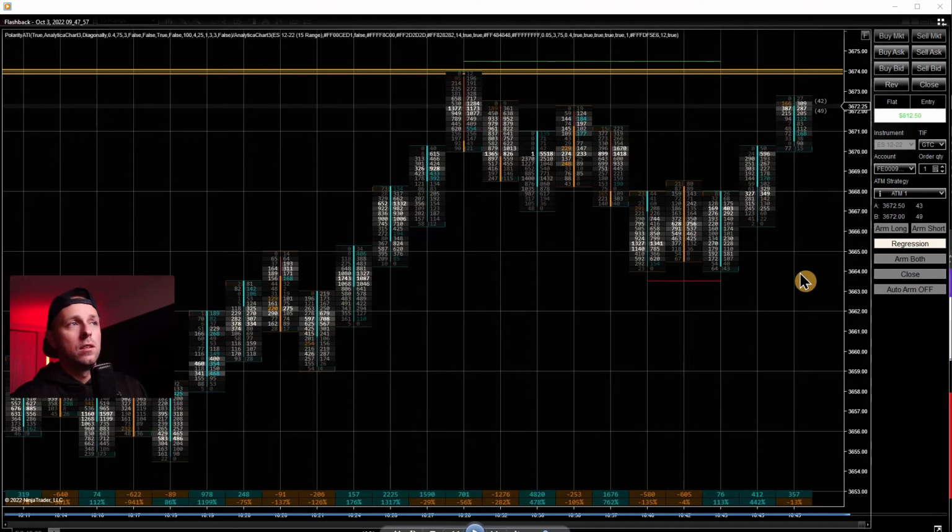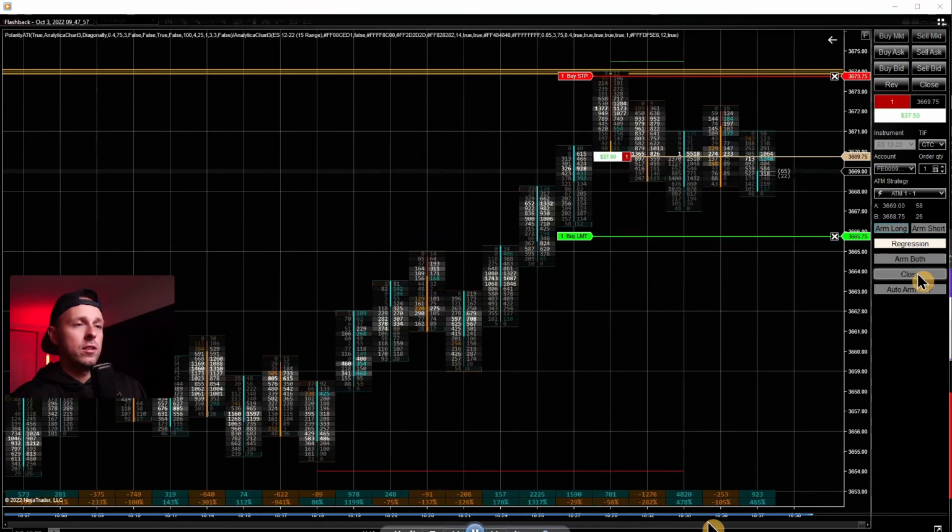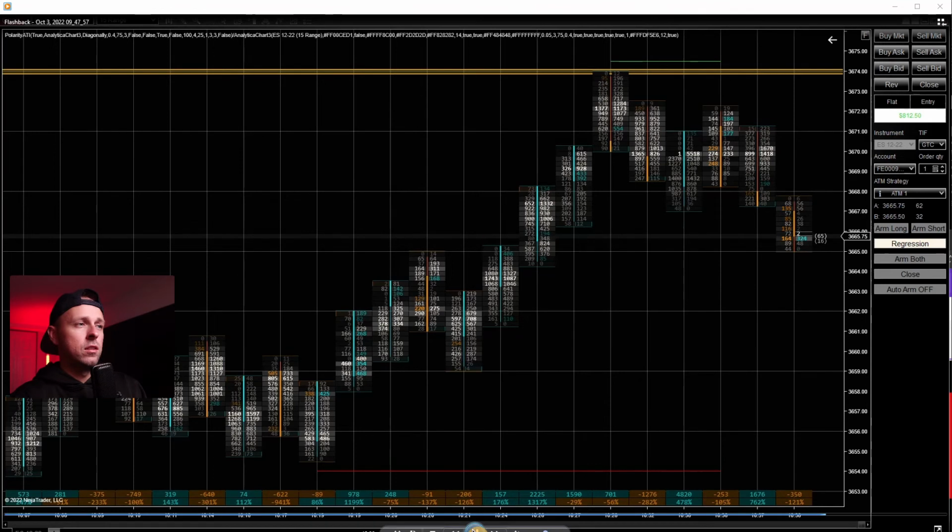And yeah, just to give you guys a clear reasoning why I do the things I do, because I know it could be confusing, because I wasn't armed here, but if I was armed short here with regression, this is a trigger to go long. So I would have been filled long, and I still would have won on this trade.